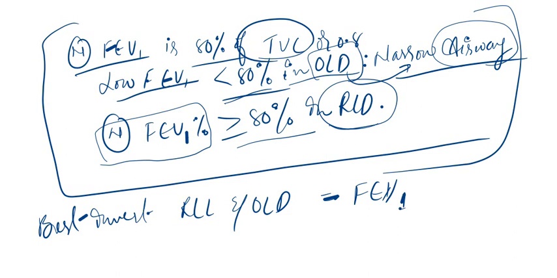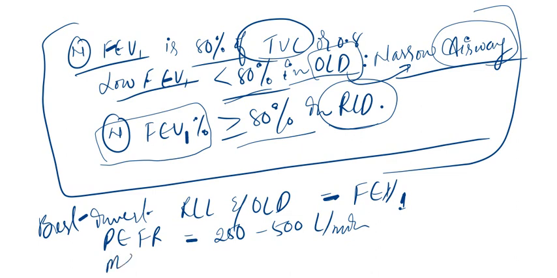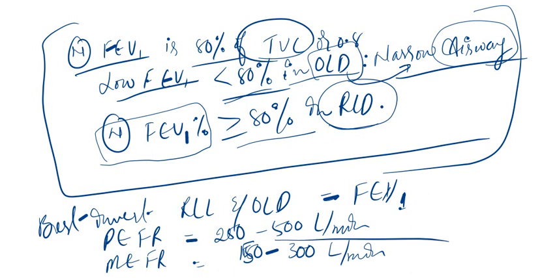Right. Now what is peak expiratory flow rate, PEFR? You just remember the flow rate, that is 250 to 500 liters per minute. Now if you ask me mid expiratory flow rate, MEFR, then it will be something like 150 to 300 liters per minute. Don't confuse, this is 150 to 300 liters per minute. This is the mid expiratory flow rate. Peak expiratory flow rate is 500 liters per minute and mid expiratory flow rate is 300 liters per minute.